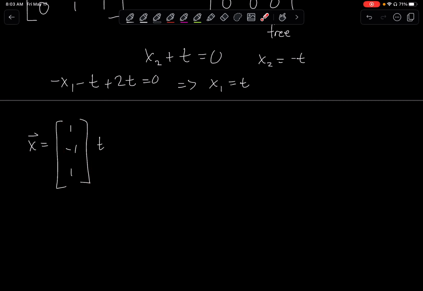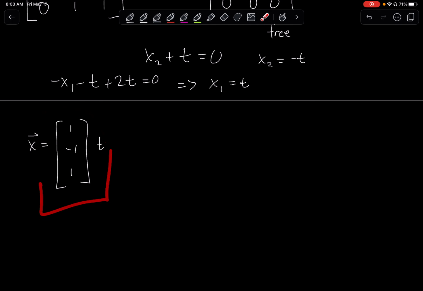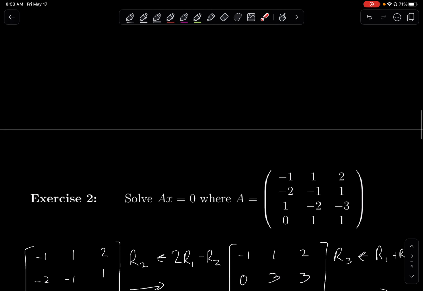This is my solution set, because t can be any real number, so you have an infinite amount of solutions. And just like that, we've solved the problem. This is all they wanted: Ax equal to 0, where you're really trying to find x. So what is x? It's equal to this vector right here, an infinite set of solutions. And that's the problem. I hope that helped.